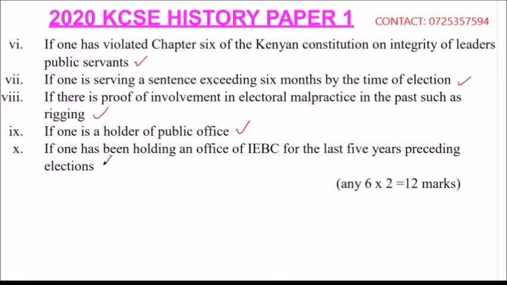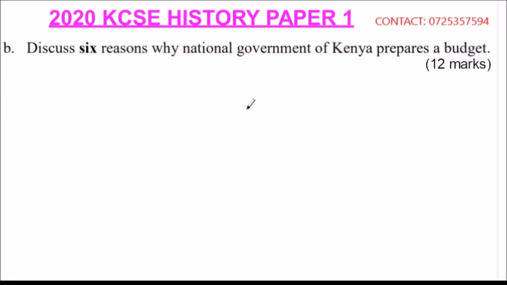Number 10, if one has been holding an office of IEBC for the last 5 years preceding the election. The IEBC is a body that is mandated to conduct elections. So if you have been working for the IEBC for the last 5 years, you cannot qualify. So there you give 6 out of this, and each will be awarded 2 marks, getting to 12 marks.